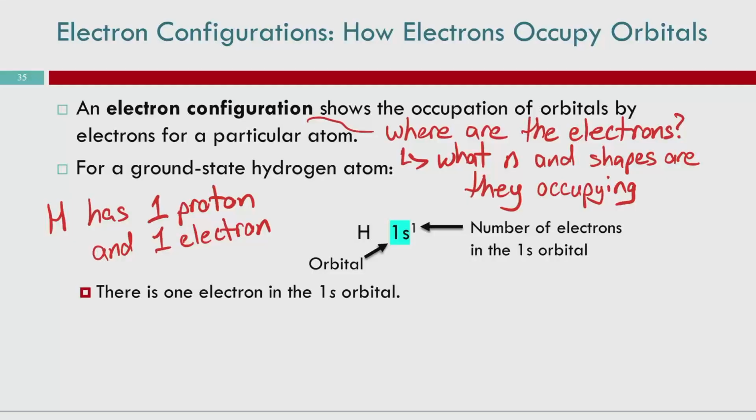How many electrons does helium have? Helium has 2 electrons. How many does iridium have? 77. I could have picked a funnier number than that.